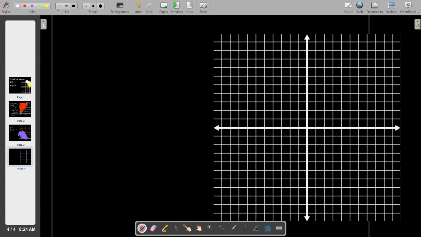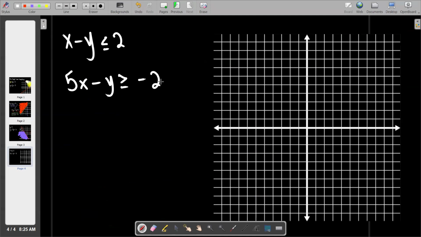We have x minus y is less than or equal to 2, and 5x minus y is greater than or equal to -2.